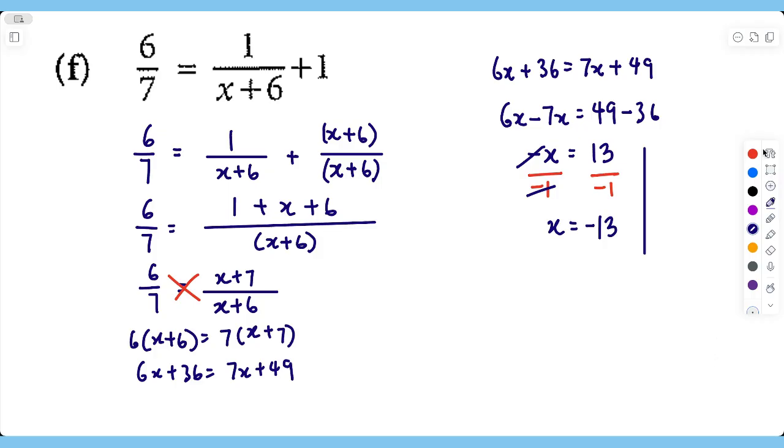You may also think about it this way, that we have negative x is equals to 13. And you will just change signs for both sides. Negative become positive. And then positive 13 becomes negative 13.